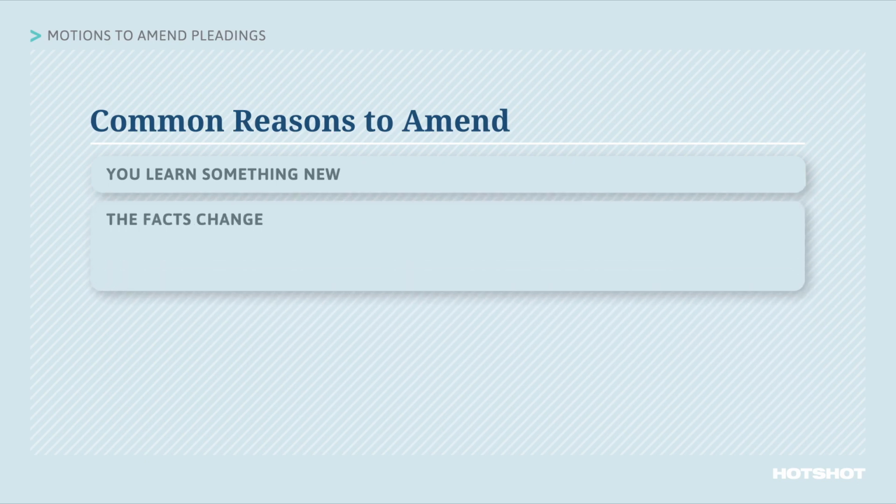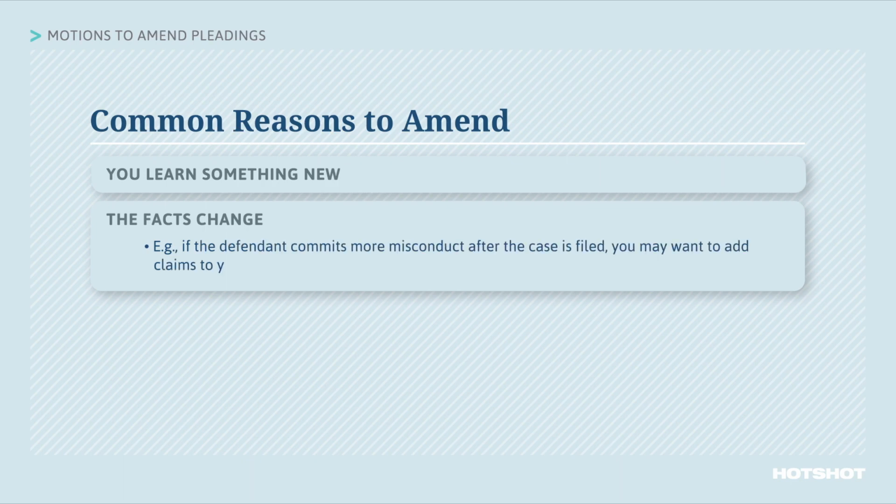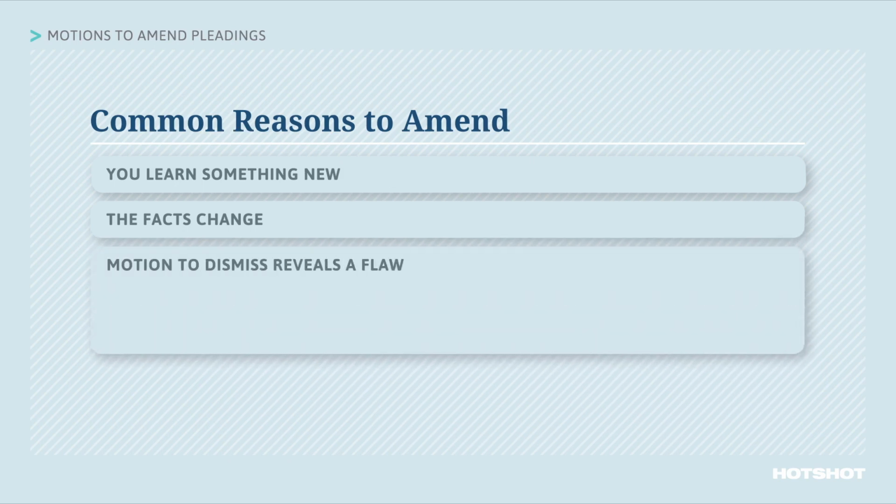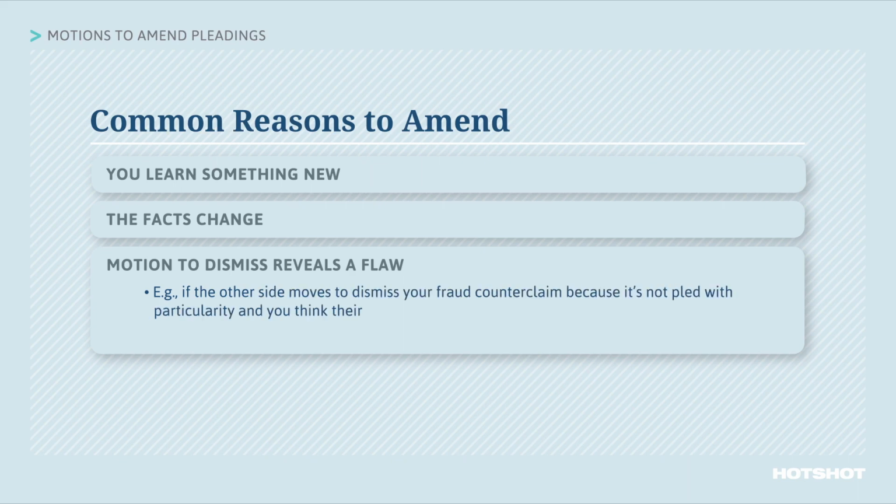The facts change. For example, if the defendant commits more misconduct after the case is filed, you may want to add claims to your complaint. A motion to dismiss reveals a flaw. Suppose the other side moves to dismiss your fraud counterclaim because it's not pled with particularity, and you think their motion might be granted. You could amend your answer to add more detail.